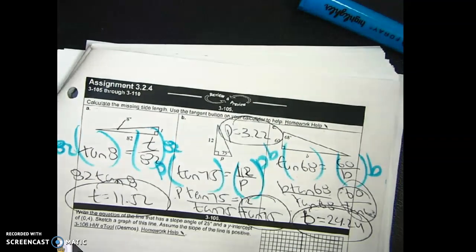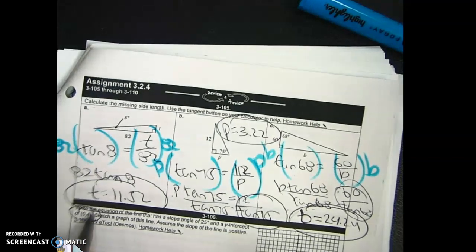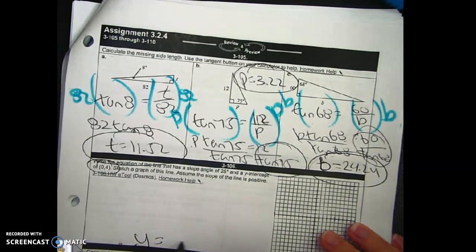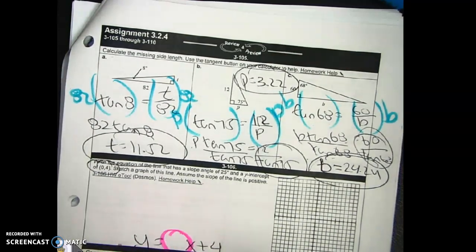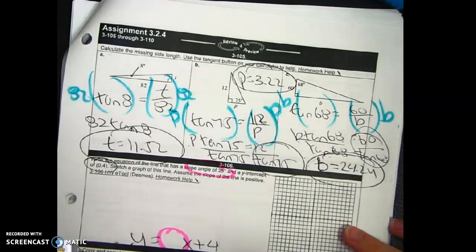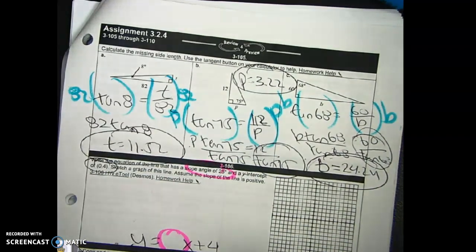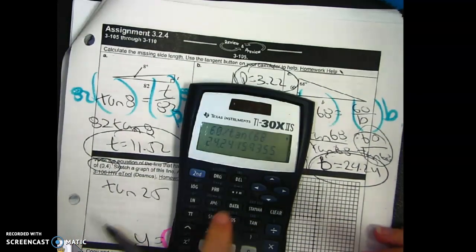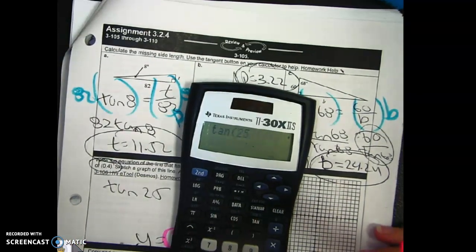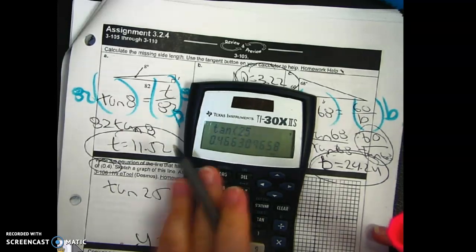All right, so they want the equation of the line that has a y-intercept of 4. So I know that if it has the y-intercept of 4, it's y equals something x plus 4. So all I have to find is the slope. Well, everything is a slope ratio. So if slope ratio, I'm just going to go tan of 25 in my calculator. And it's 0.46, which is 0.47.